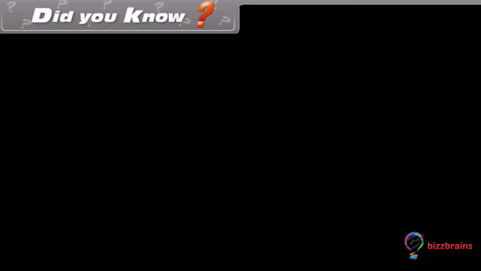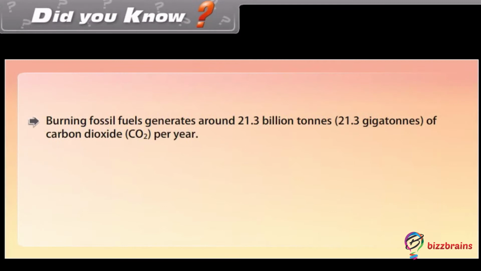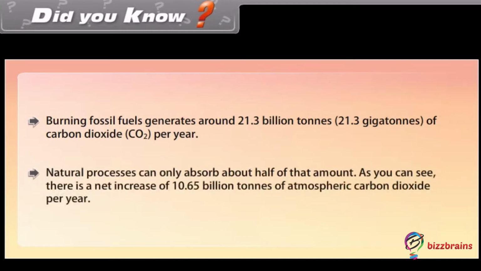Did you know? Burning fossil fuels generates around 21.3 billion tons, 21.3 gigatons, of carbon dioxide, CO2, per year. Natural processes can only absorb about half of that amount. As you can see, there is a net increase of 10.65 billion tons of atmospheric carbon dioxide per year.